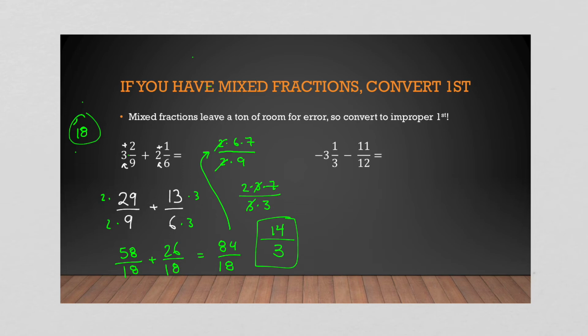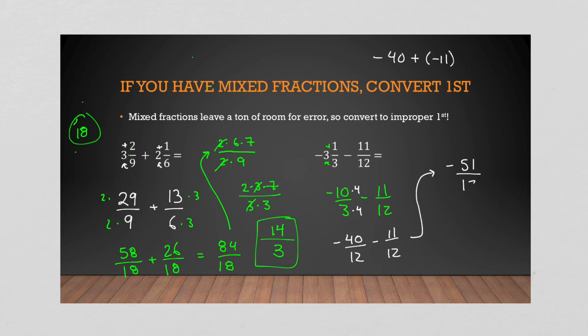So let's look at another one here. 3 times 3 is 9, plus 1 is 10, but it's negative 10 over 3, and then minus 11 over 12. Now, this is a scenario where we don't need to multiply both because 3 times 4 is 12, so 10 times 4. So we have negative 40 over 12 minus 11 over 12. And again, we have a negative and we are subtracting, which means the same as adding another negative. So we're getting more negative, negative 51 over 12.